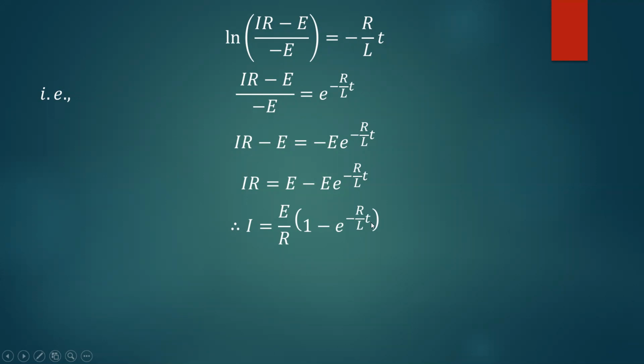So what is this E by R? This is the voltage of the battery divided by resistance. V by R is nothing but the maximum current.